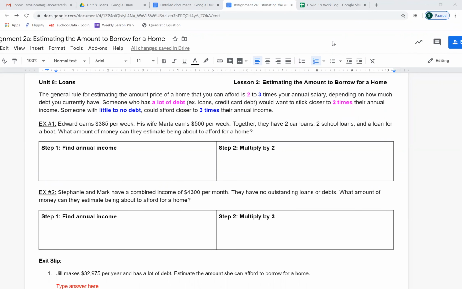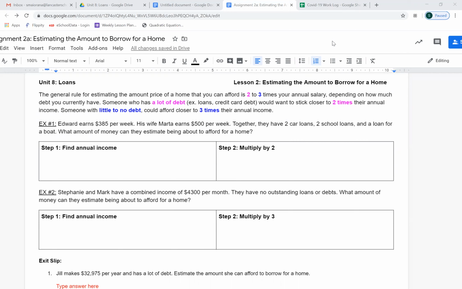Welcome to lesson 2 of our loans unit. We've already talked about where you would possibly need a loan. A lot of common places are for a car loan, a home loan, student loans. And we've talked about the difference between buying and renting, whether it's talking about a home or a car.